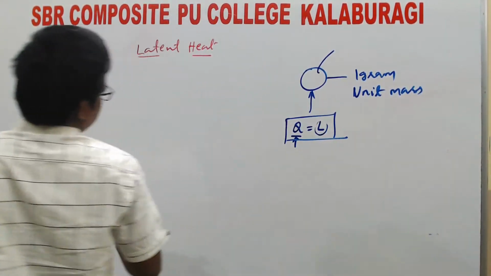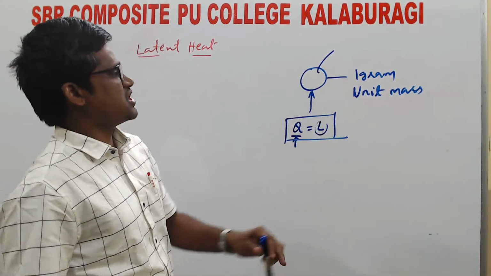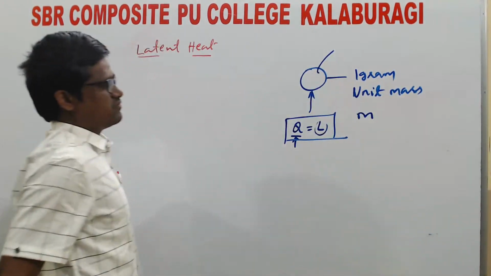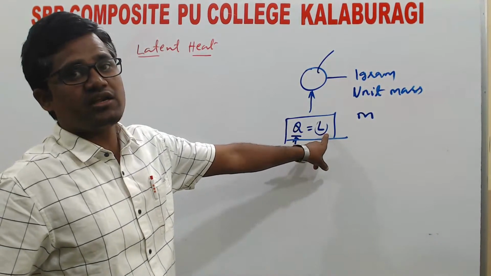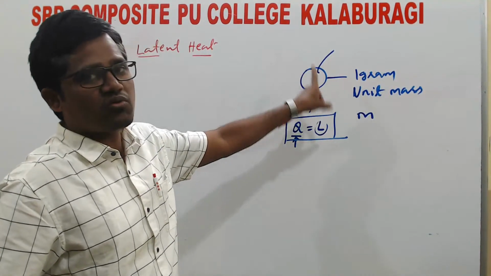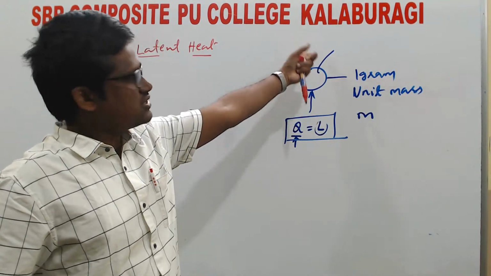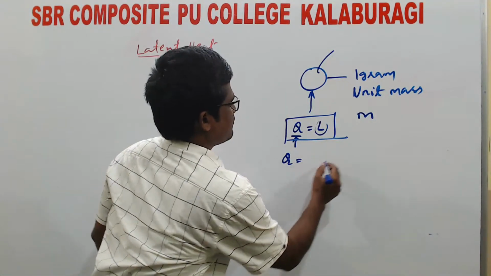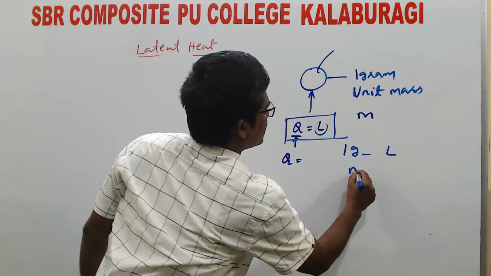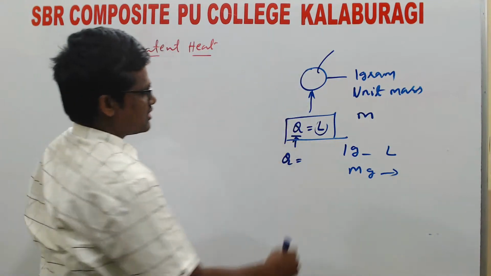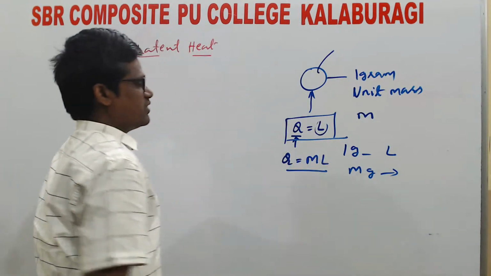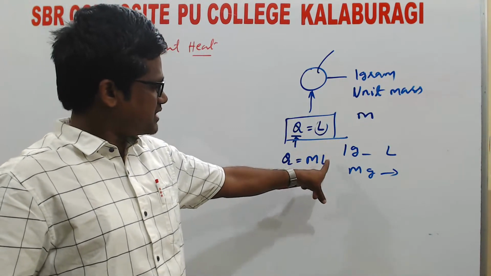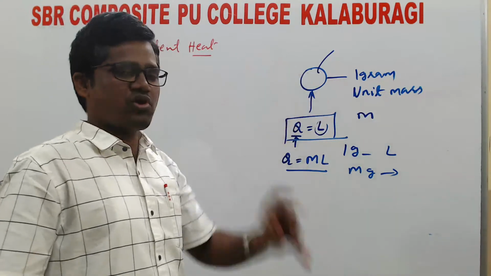For definition, I will write: for unit mass, L, the latent heat, is the amount of heat required. Suppose you have M mass, like 10 gram, 20 gram. For 1 gram, latent heat L is required. For M gram, how much is required? M into L. So the amount of heat required to change the state of a given mass of a body is Q equals M L, where M is the mass of the body and L is the latent heat of that body.